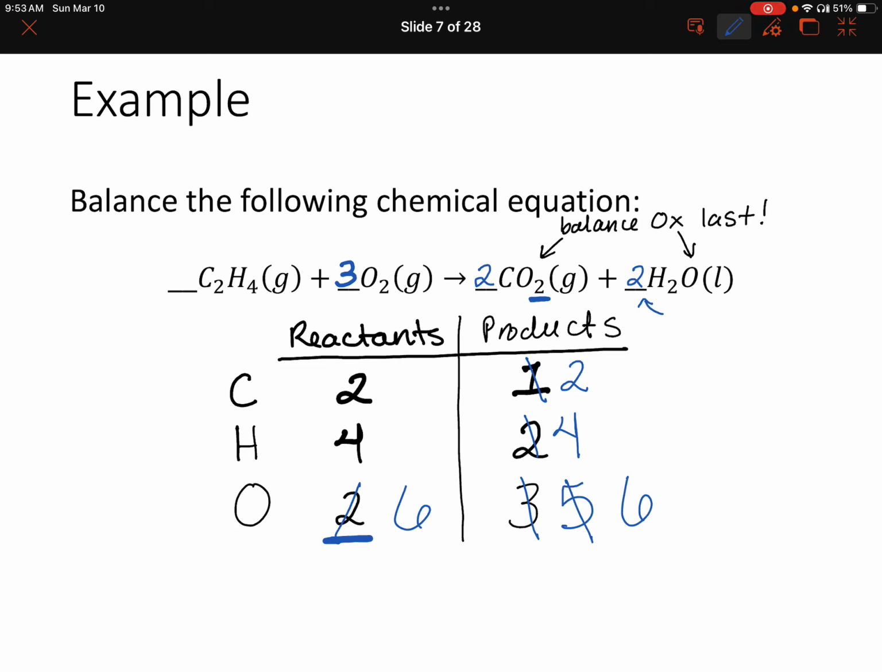So let's just double check. We have 2 carbons on each side, 4 hydrogens on each side, and 6 oxygens on each side. So we are all set. This is a balanced equation, and we're following the law of conservation of matter. So we can see that there's a ratio of 1 to 3 to 2 to 2 between the reactants and the products. All right. Now, let's look at a slightly more difficult problem.